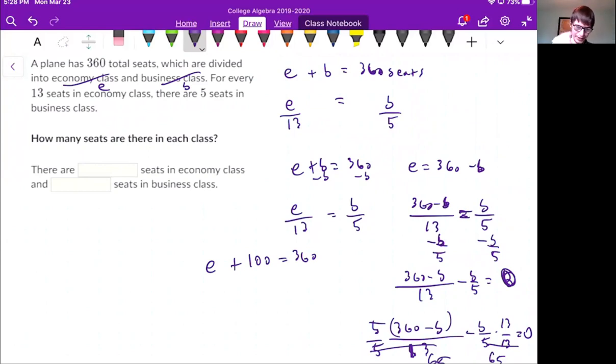All right. Subtract 100 from both sides to solve for E. We get E equals 260. So that means, finally, there are 100 in business class, and there are 260 in economy class. And that is it. We're done.